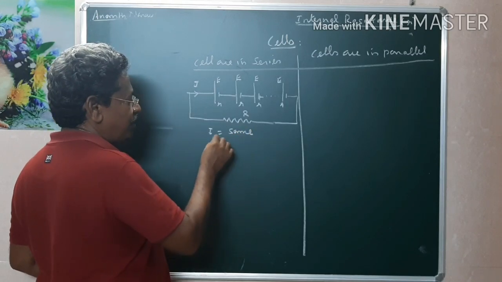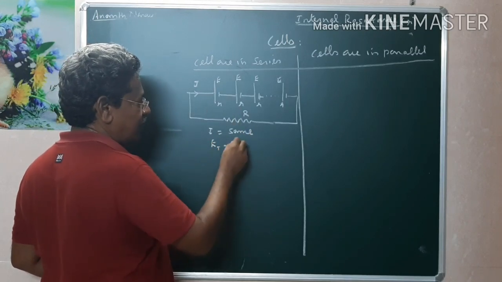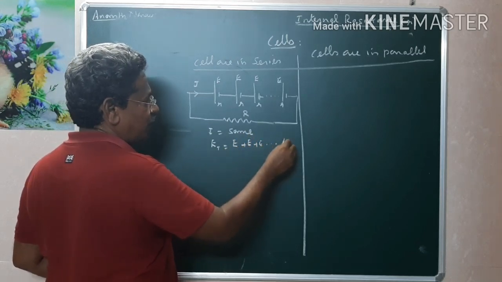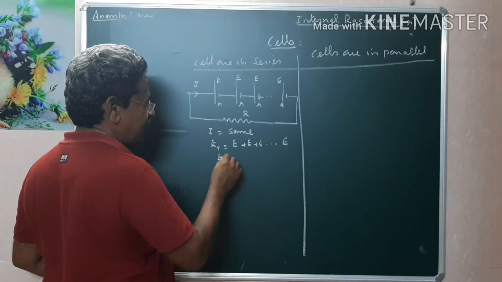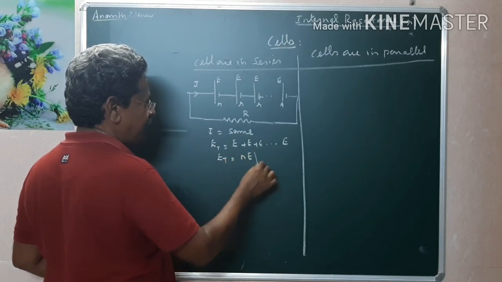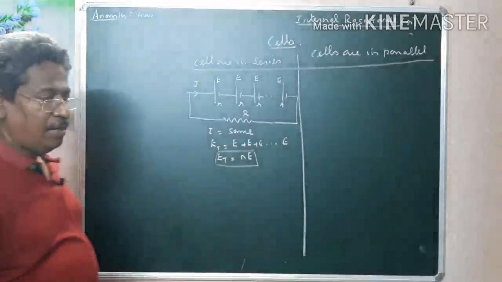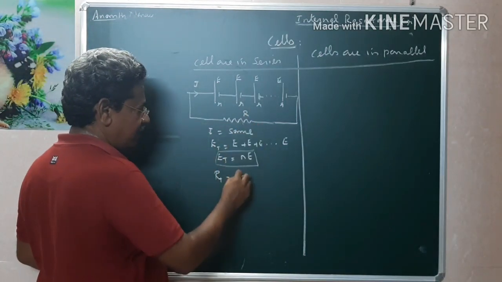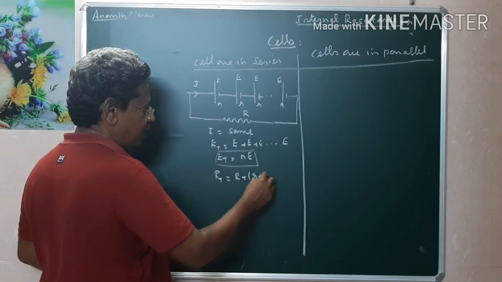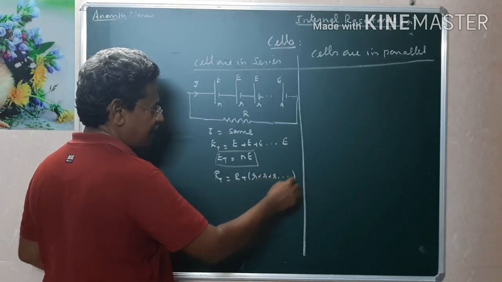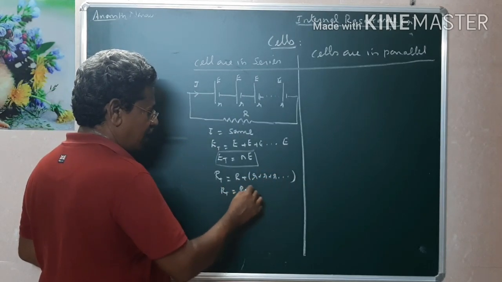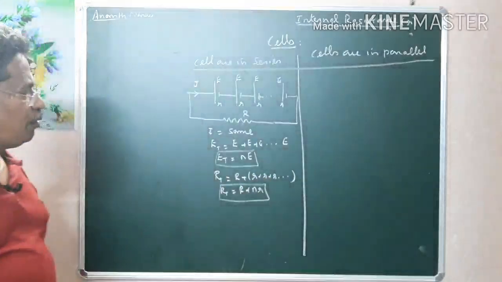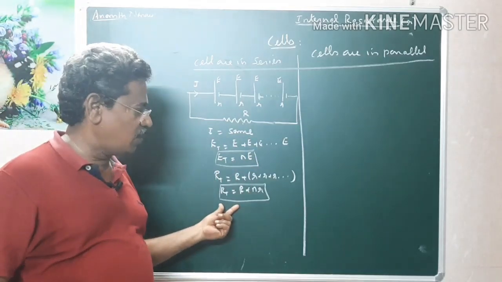But the total voltage E_T is equal to the sum of all, that is E of first one, E of second one, E of third one, up to N terms. Therefore, E_T is equal to N times E. Then what will be the total resistance? R_T is equal to the external resistance R plus the internal resistances r plus r plus r, because they are in series. Therefore, R_T is R plus N times r. Total EMF equals NE, total resistance equals R plus Nr.